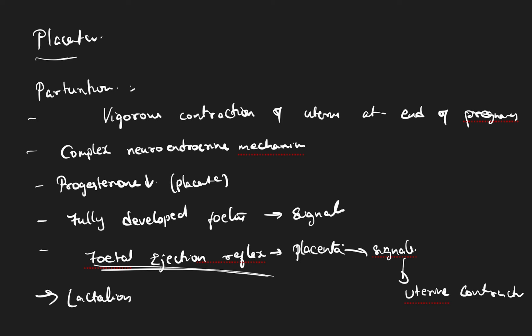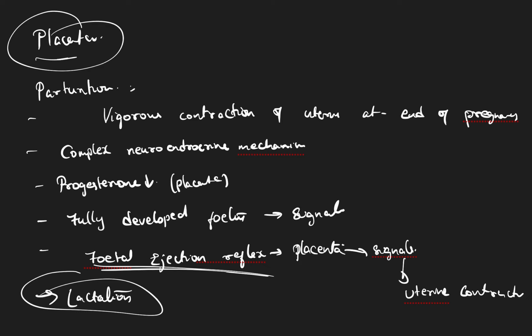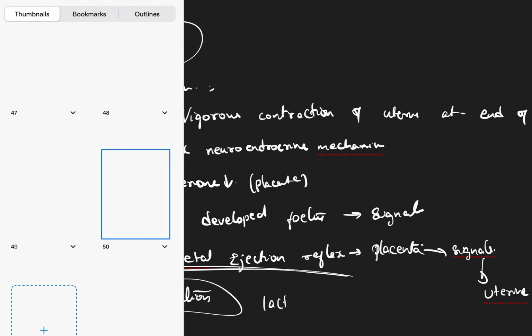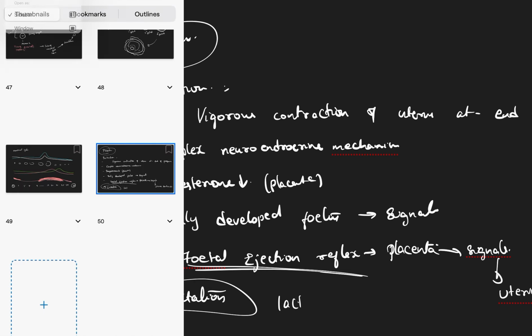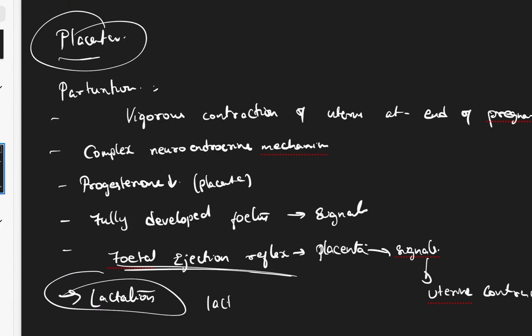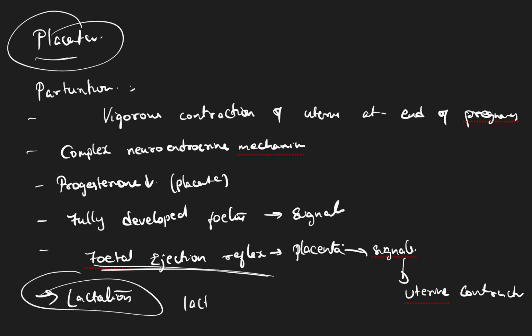Lactation is nothing but, this is about placenta, now we are studying about lactation. Lactation is when mammary glands differentiate, and after the delivery of the baby they produce milk, that is called lactation. The mammary glands secrete milk; they get developed, and milk is produced after the initial few days of lactation.